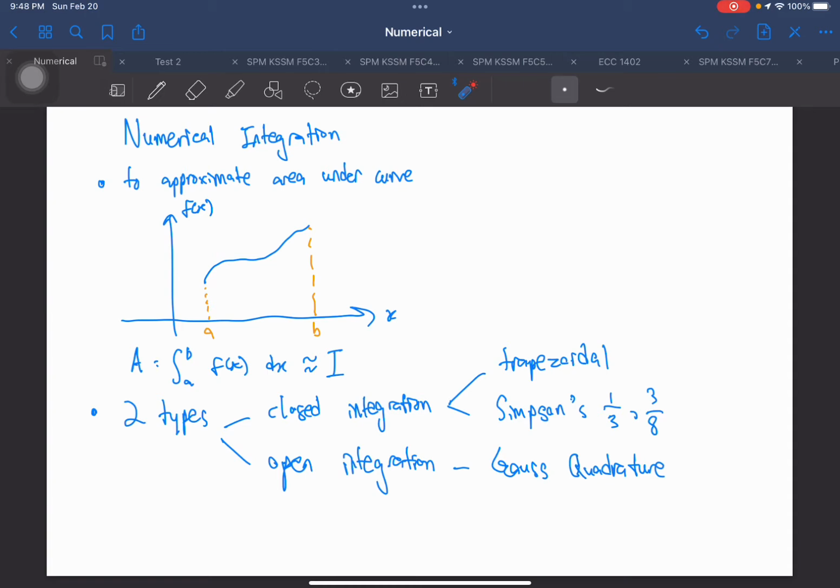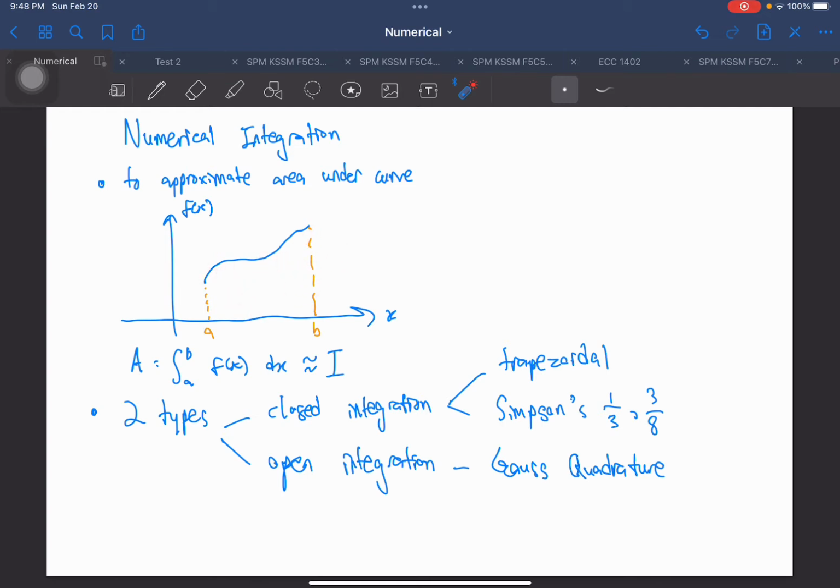Today we are going to look into numerical integration and go through the trapezoidal method. So here is numerical integration, and what we usually do with numerical integration is use it to approximate the area under a curve. Okay, so if you are given f(x) and limits a to b, you can use any method of numerical integration to get the approximate area under the curve.